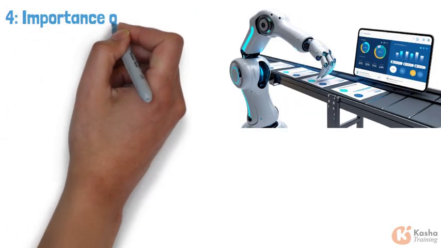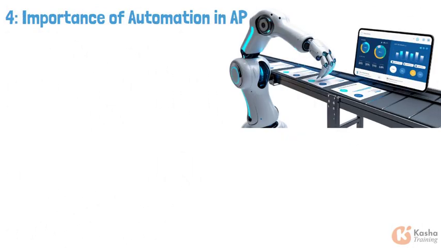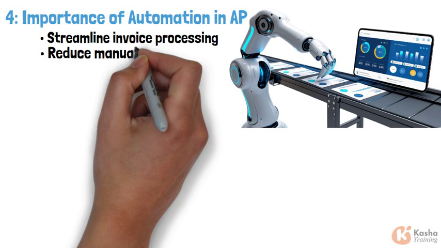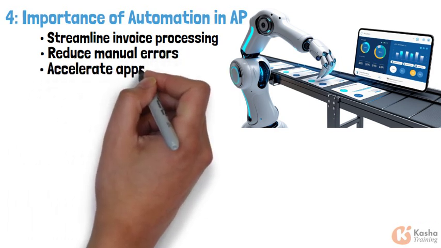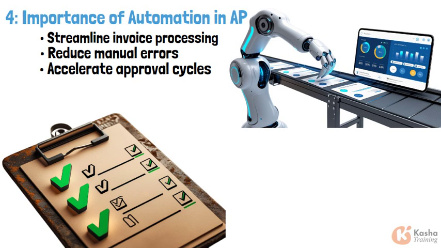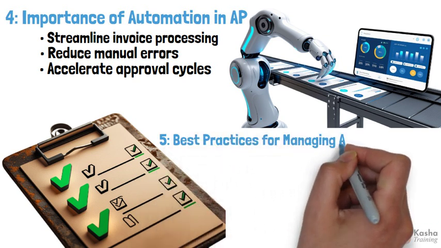4. Importance of automation in AP. Implementing automation in the accounts payable process can significantly enhance efficiency. Automated workflows streamline invoice processing, reduce manual errors, and accelerate approval cycles. Tools like digital invoice capture and automated approval hierarchies help organizations manage their accounts payable more effectively, leading to improved cash flow management.